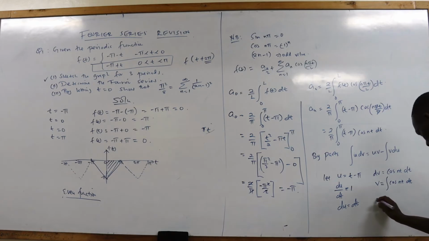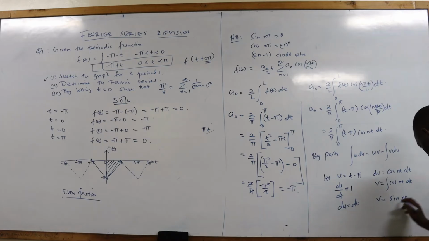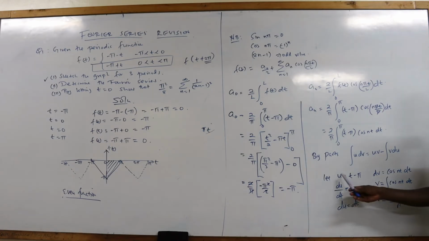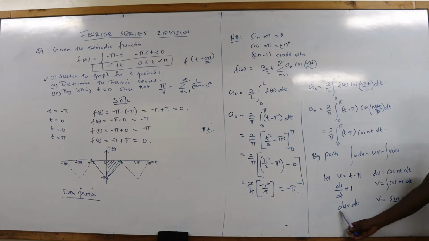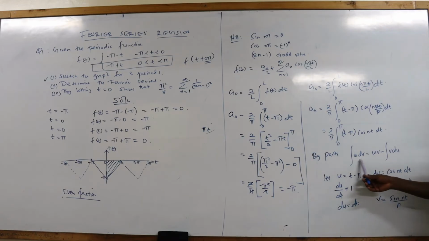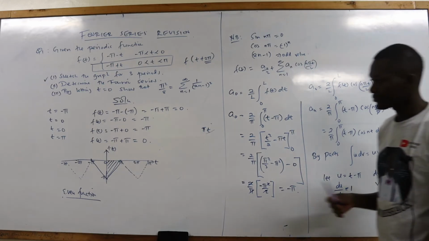So this one will give you, when you integrate cos, you get positive sine. Are we together? So it will give you sine nt, then divide by the constant. Our constant here is n. Now we have everything that we need: we have our u, our v, our du, and our dv. So we now replace all these in this particular function.